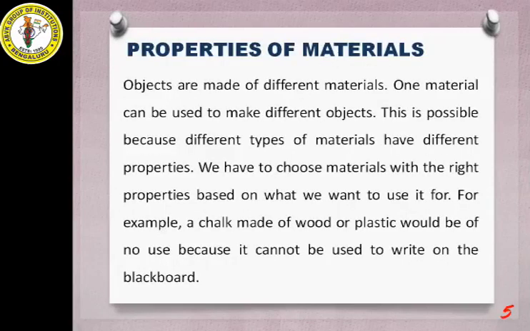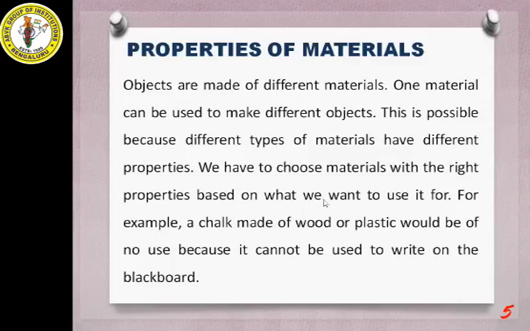Next we are going to look at properties of materials. We have different properties, so we'll see what they are. Objects are made up of different materials. One material can be used to make different objects. This is possible because different types of materials have different properties. For example, I take different materials such as steel, iron, copper, wood, plastic, glass. These are n number of materials, and from these we can make n number of objects.